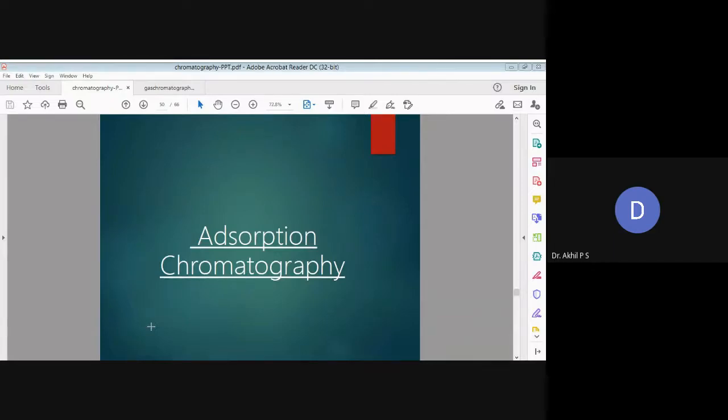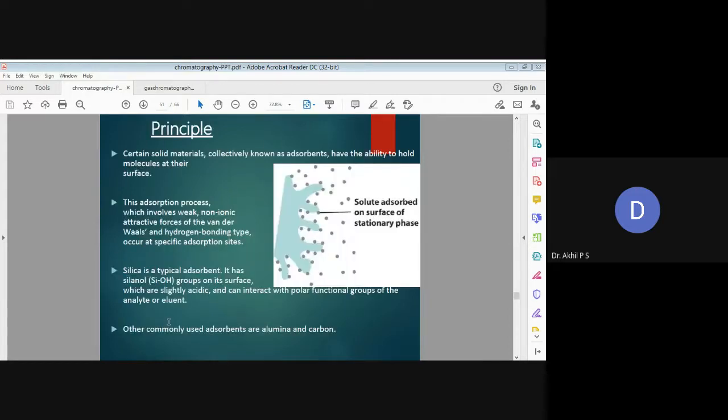Welcome to all. Today I'm going to discuss the topic of basic chromatography principles, and this section is part 3. The first section is adsorption chromatography principle.